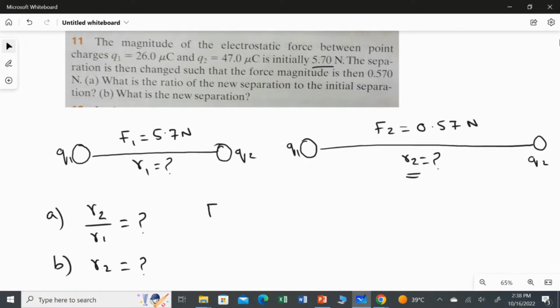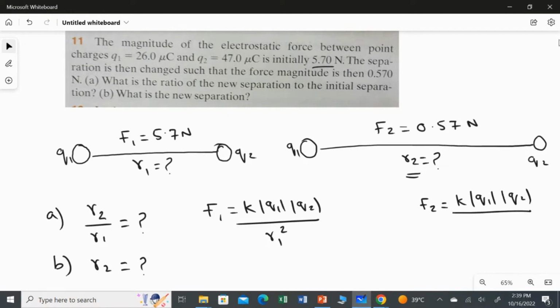What is Coulomb's law? Because we have two different diagrams, I'm going to take F1 for this one and F2 here. So F1, I'm going to apply Coulomb's law for this case. F1 is equal to K multiplied by magnitude of Q1 multiplied by magnitude of Q2 divided by R1 square. So I'm going to frame the equation for this also. F2 is equal to K magnitude of Q1 magnitude of Q2 over R2 square.